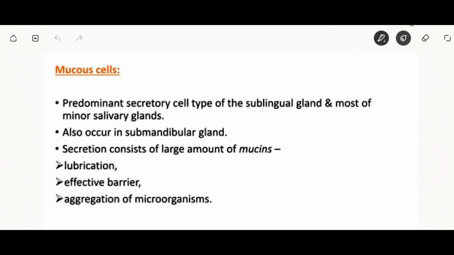The next are the mucous cells. They are the predominant secretory cells of the sublingual and most of the minor salivary glands. They also occur in the submandibular glands. The secretion consists of large amounts of mucins. These cells have a pyramidal structure similar to serous cells, but have a narrow band of rough endoplasmic reticulum and a larger Golgi apparatus that are involved in carbohydrate synthesis. The nucleus is flat and situated in the basal region.